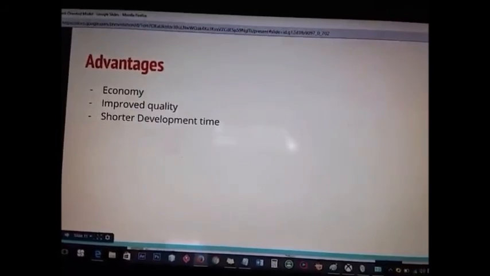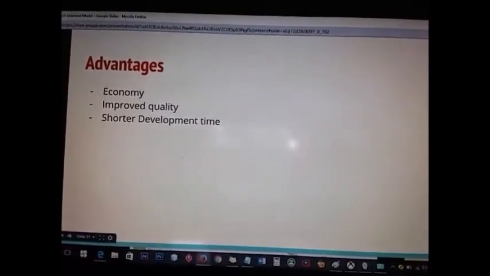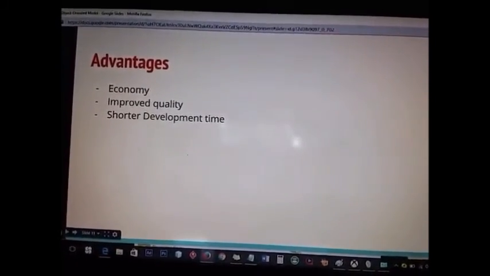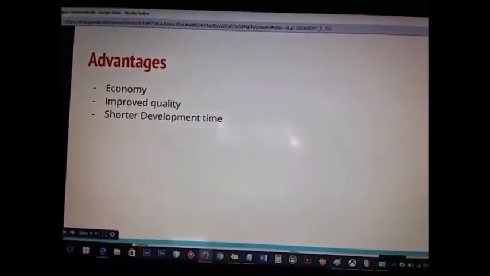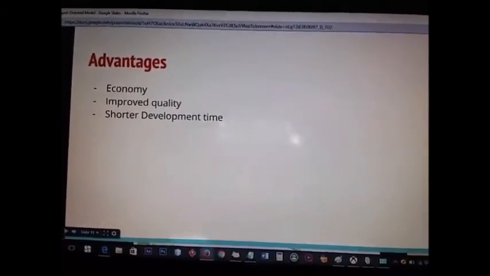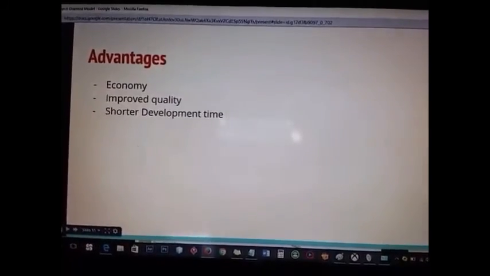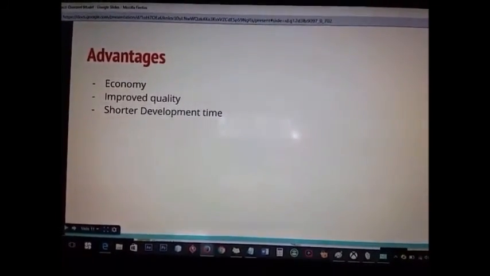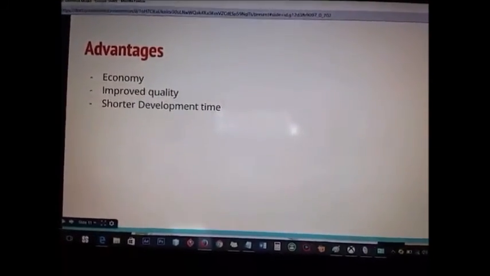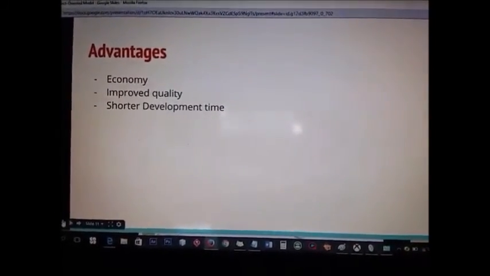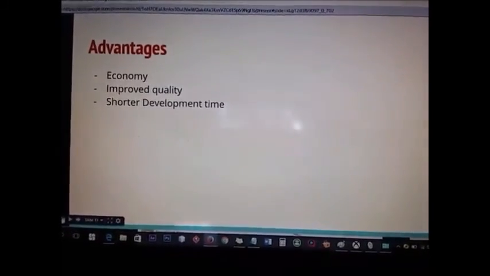So these are the advantages of using the object-oriented model. The first is economy. The cost of integrating a reusable software component is much lower than the cost of developing a new component. The second is improved quality. Used software components are expected to contain considerably fewer defects than newly developed software components due to detection of faults by former users. The third is shorter development time. The integration of reusable software components reduces scheduling pressure.